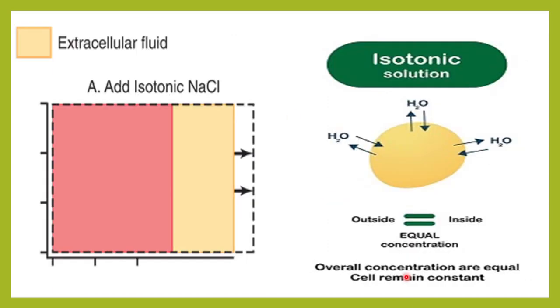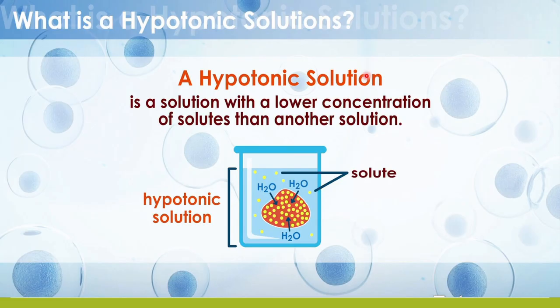So suppose we added an isotonic sodium chloride solution. Iso means the concentration is same. So हमने solution add किया है. Yes, the ECF compartment का volume will be increased. So ये जो volume था यहाँ पे जो x axis है, ये ज़्यादा थोड़ा बढ़ जाएगा. But the concentration of the solutes here and here is same. So overall concentrations are equal and the cell remains the same. So that happens in the isotonic solution when it is added.